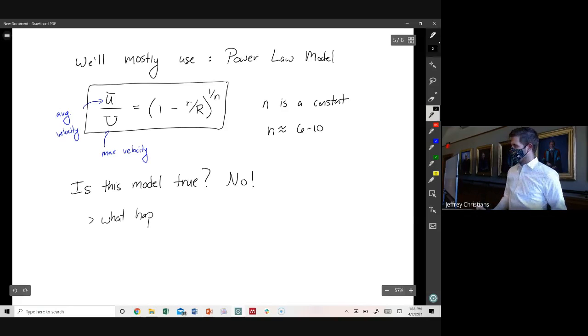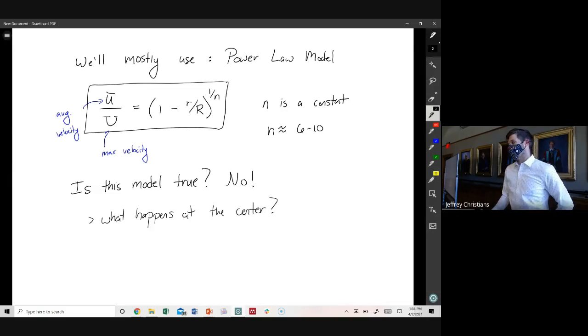But let's ask the model a simple question. What happens at the center? What should happen at the center? Well, at the center, that's our maximum velocity. So we should have our maximum velocity at the center. Is that the case? Yes, that's the case. What else should happen at the center? That's a maximum, so that should mean the derivative is 0.